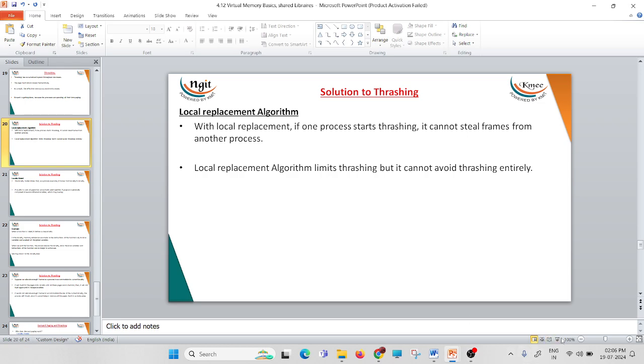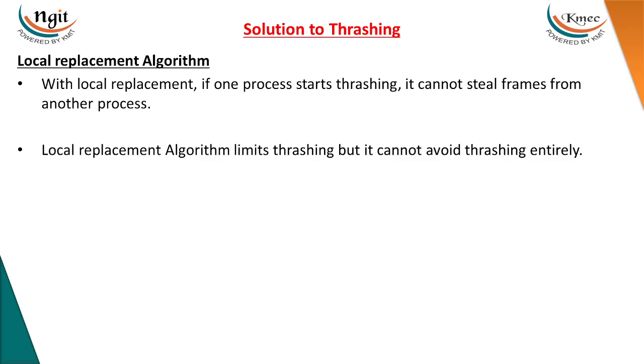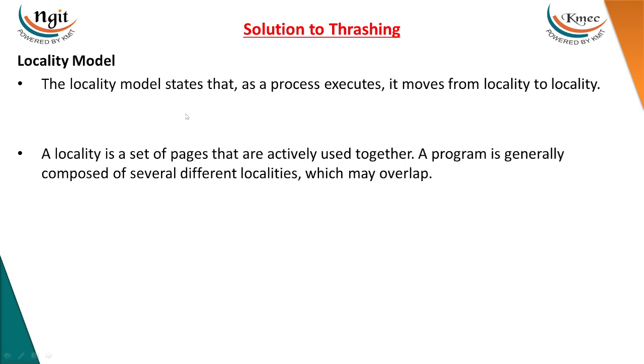Okay, now let's see the solutions to thrashing. First, we need to implement a local replacement algorithm when a process starts thrashing. Initially we implement the global replacement algorithm, but whenever a process PX starts thrashing, it cannot steal frames from another process. This local replacement algorithm will restrict the thrashing to a certain limit, but it cannot eliminate it entirely. So we go to the next solution, that is the locality model.